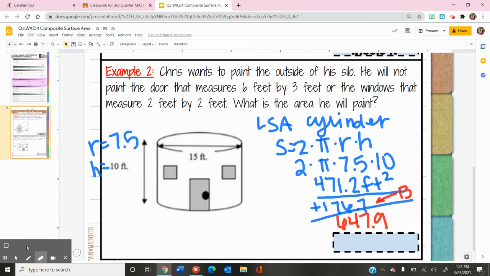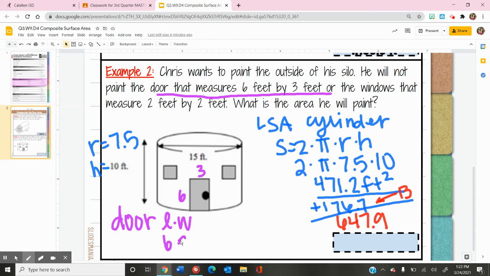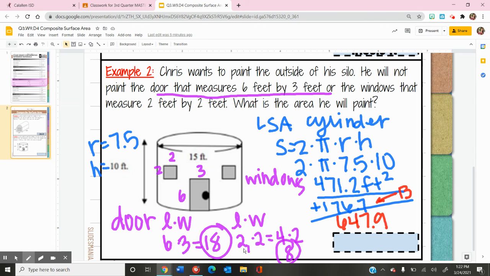So the first thing I'm going to find the area of is the door. It tells me that the door measures 6 feet by 3 feet. So again, this is in the shape of a rectangle, and to find the area of a rectangle, it's going to be length times width. So 6 times 3 equals 18. And then I have the window, and I have 2 windows. So whatever the area I get, I'm going to multiply that by 2. The window, again, would be length times width, and this would be 2 times 2, which equals 4. Now I have 2 windows, so the windows times 2 would be 8, and the door is 18. So I'm going to add these two together. The windows plus the door, 18 plus 8 equals 26.